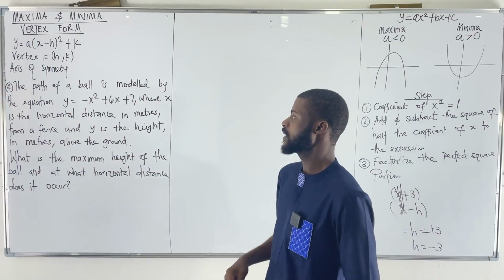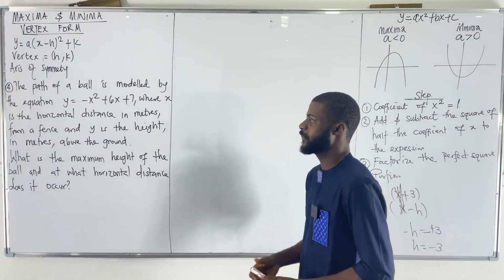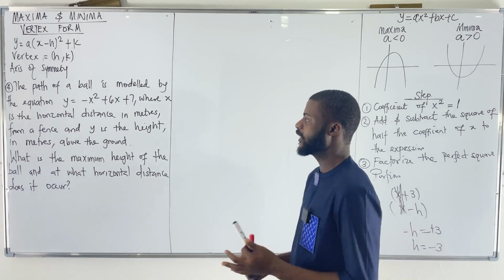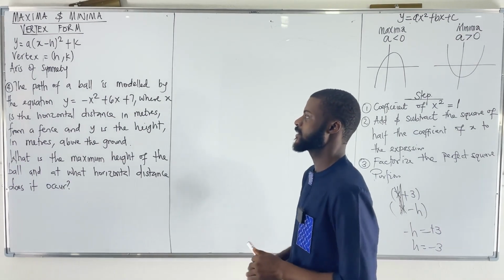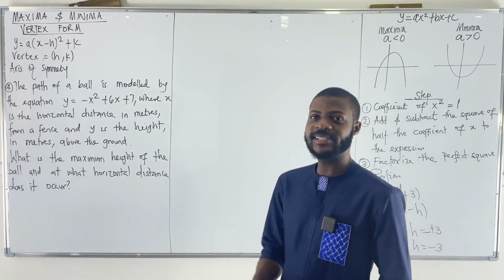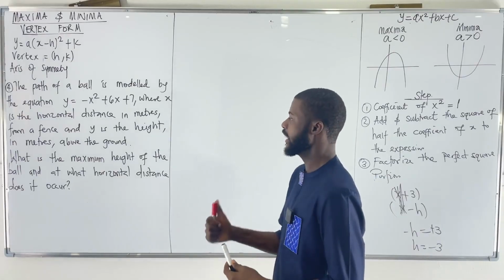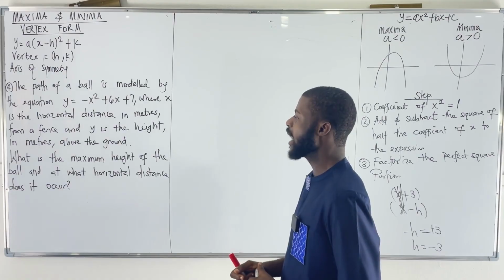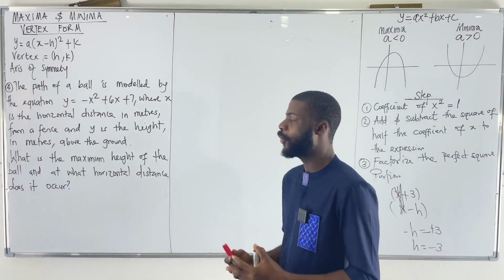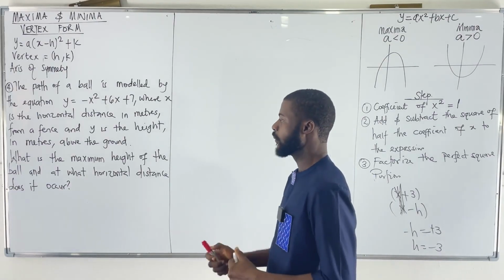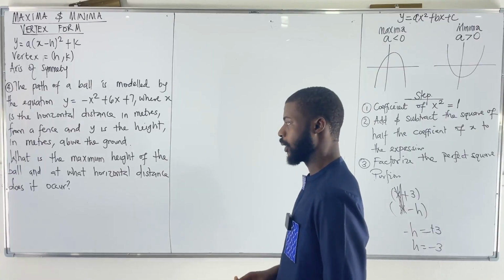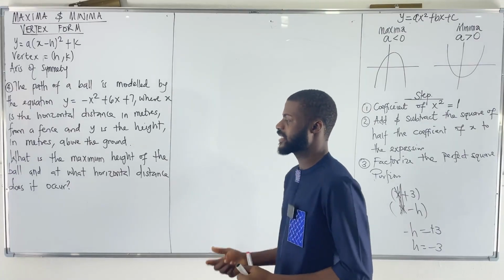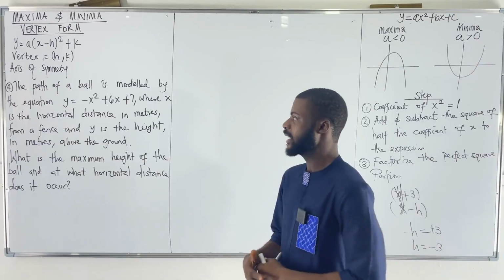Question 4 says, the path of a ball is modeled by the equation y equal minus x squared plus 6x plus 7, where x is the horizontal distance in meters from a fence and y is the height in meters above the ground. What is the maximum height of the ball and at what horizontal distance does it occur?